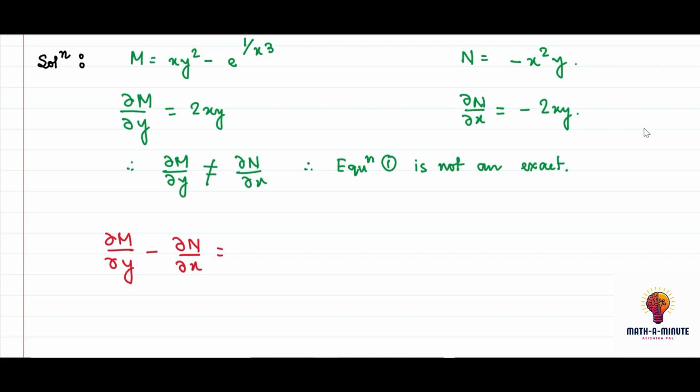It will be 4xy. Now you have to think in this way: there are only two options, we can divide this difference by M or by N. If we divide this difference by M, is it possible that this value becomes only a function of x? But instead of M, if I divide this by N, which is minus x square y, it will cancel out. So it will be 4 by x minus 4 by x, so we can say that it's only a function of x.